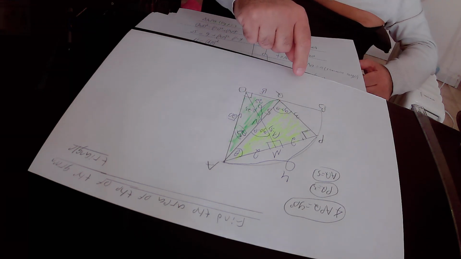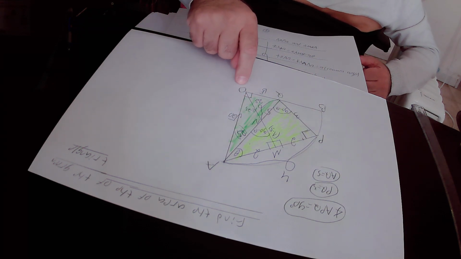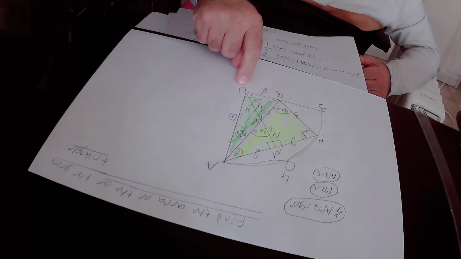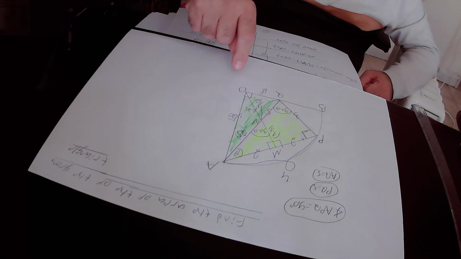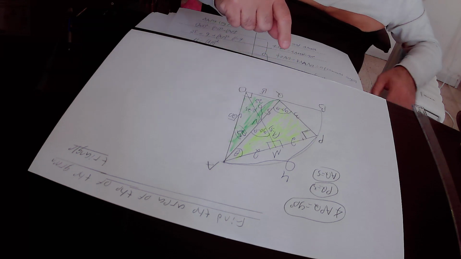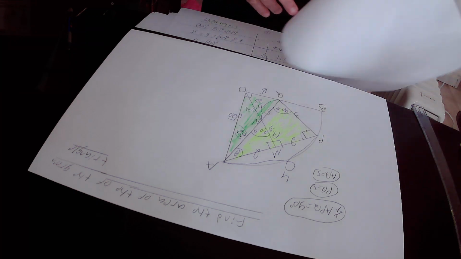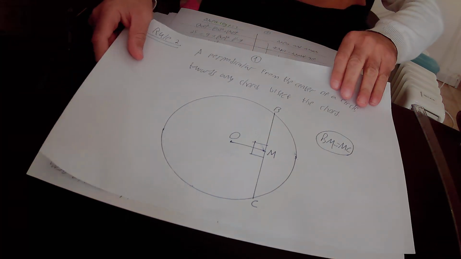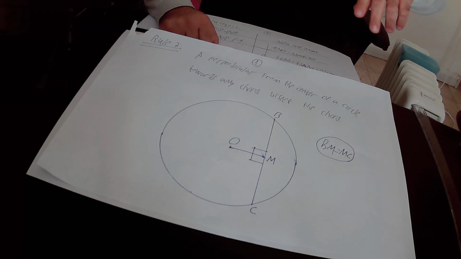Then we know that OAB is a quarter circle. We can easily complete the quarter circle to a full circle, and then point O will become the center of the circle. And we have the rule that a perpendicular from the center of the circle towards any chord bisects the chord. I repeat again, rule number 2: a perpendicular from the center of a circle towards any chord bisects the chord.